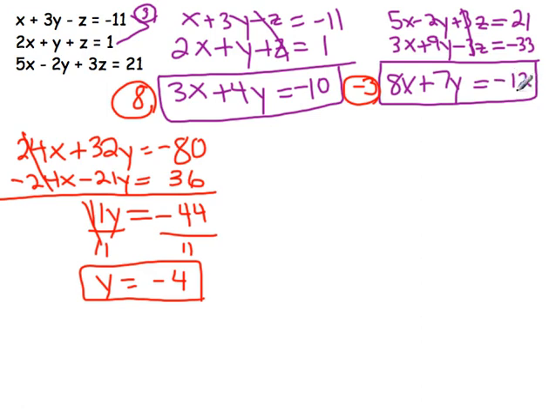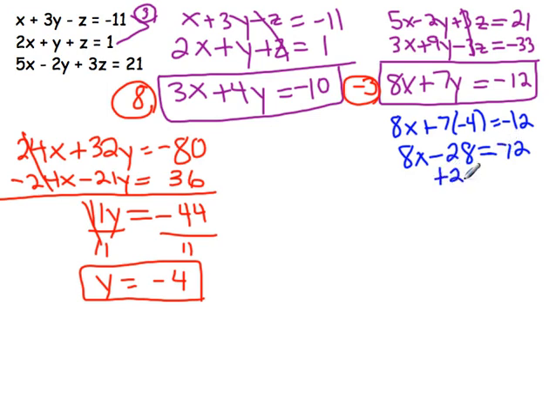Let's do the 8x plus 7y equals negative 12. So I'm going to take this y and plug it into here. So I would have 8x plus 7 times negative 4 equals negative 12. Continue to work that out. I've got 8x, that'd be minus 28 equals negative 12. Now I'm going to add 28 to both sides. So I have 8x equals 16. Now we just divide both sides by 8, and x is 2.